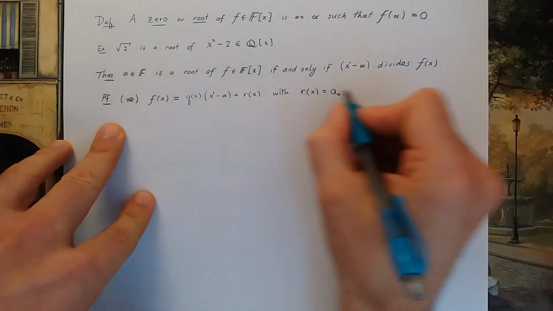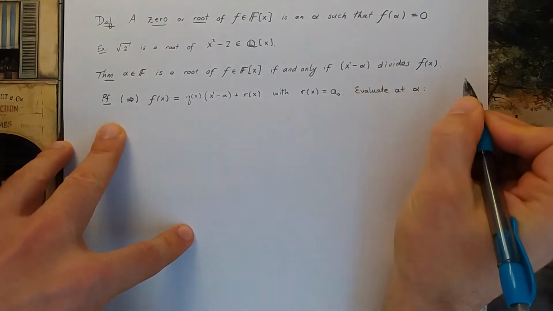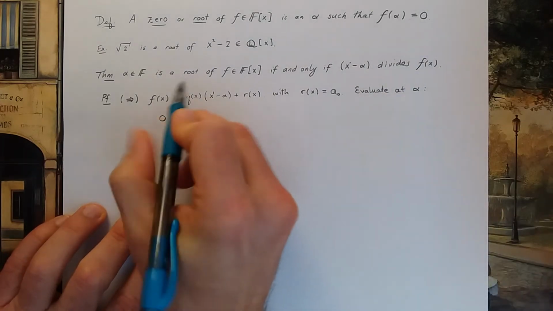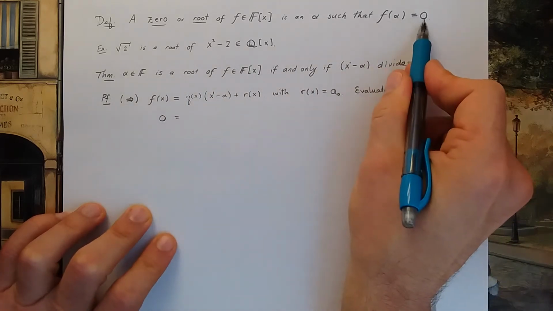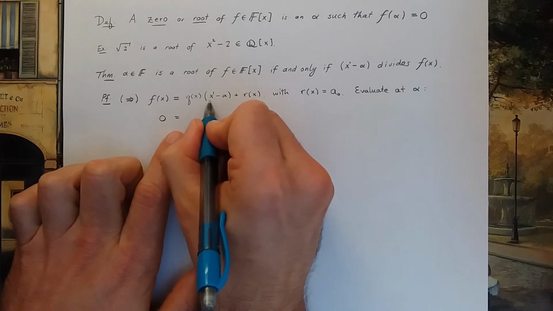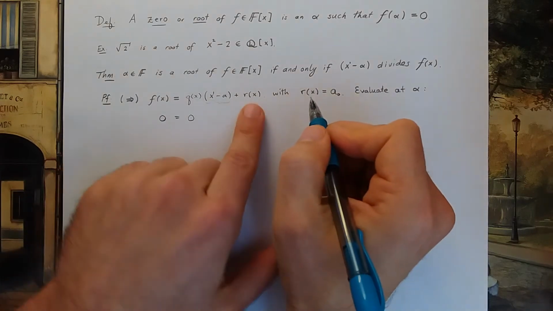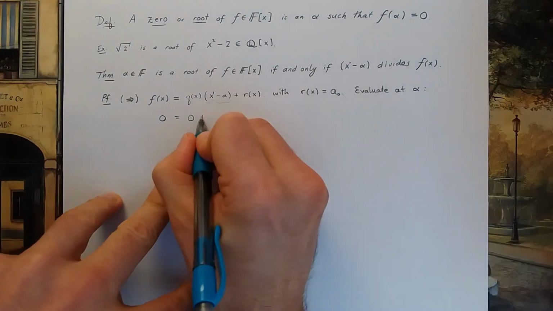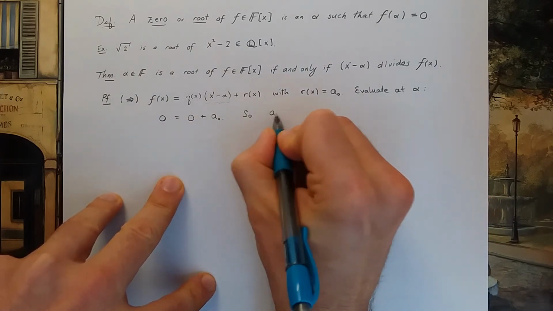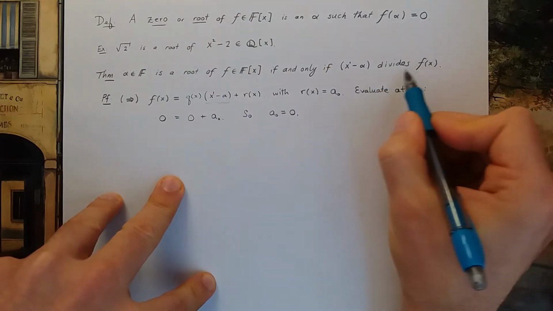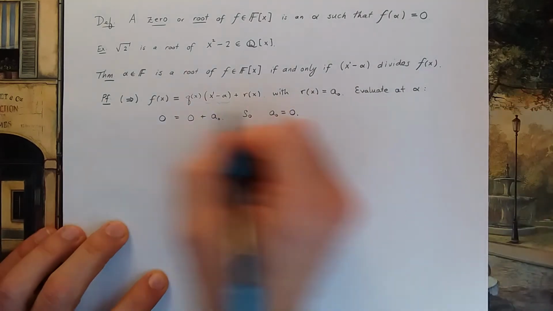Now, if you evaluate both sides at alpha, what you get is 0. I'm assuming that alpha is a root, so evaluating f at alpha gives you 0. If I evaluate this term at alpha, I get 0 times q, so I get 0. And if I evaluate r at alpha, I get just that constant, a0. So a0 equals 0, and that's how I've defined divides. The remainder is 0. So that's one direction.